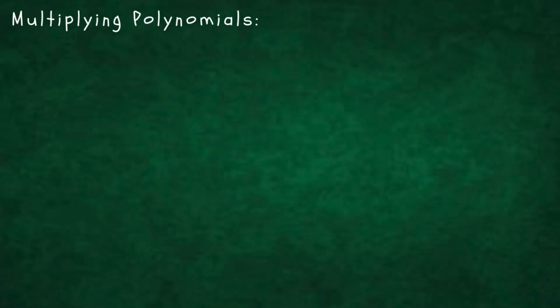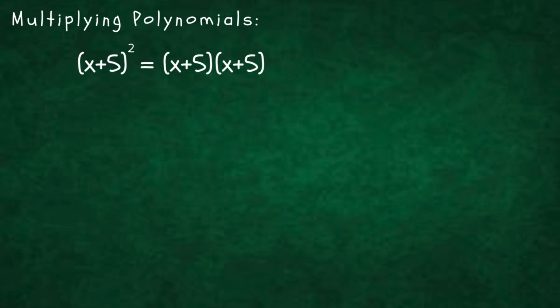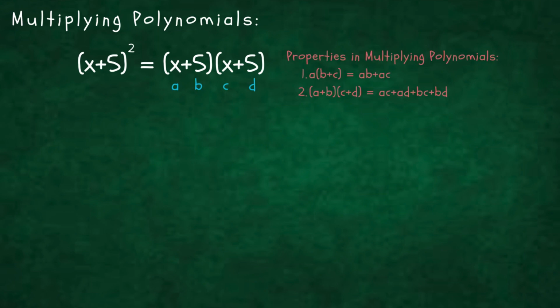Before diving into our lesson, let's have a review first on how to multiply polynomials. For example, we have this expression, (x + 5)². If you expand it, it is (x + 5)(x + 5). Now we know that a(b + c) = ab + ac, and (a + b)(c + d) = ac + ad + bc + bd. Now, let's solve the expression using the latter property.